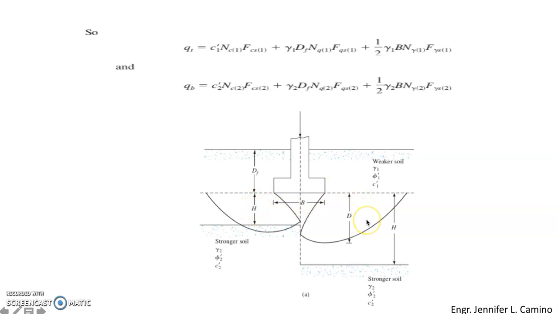However, on the right side, in the right illustration, if the ratio of H over B is relatively high, the failure surface will only be visible on the top layer soil, which is the weaker soil. So this is the failure surface. It will only pass through the top soil, which is the weaker soil.